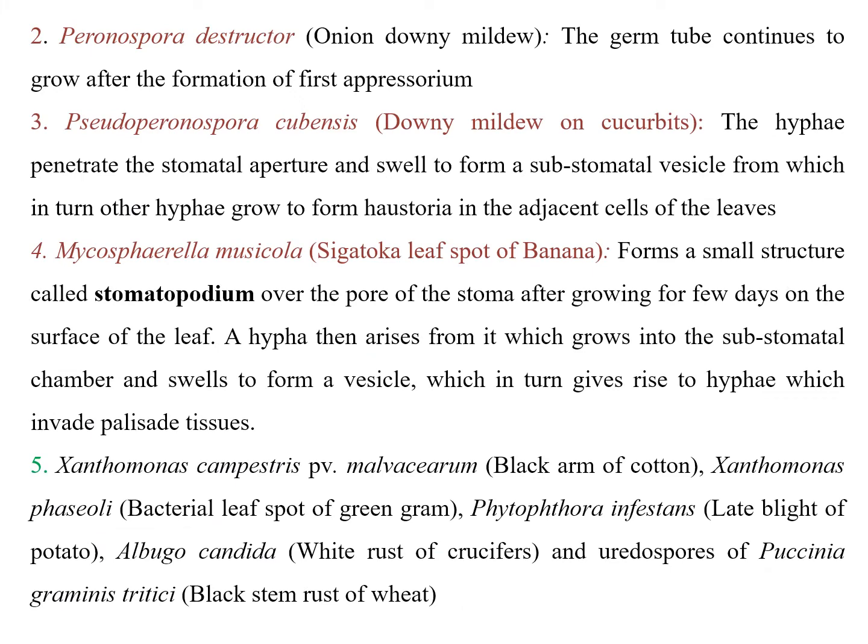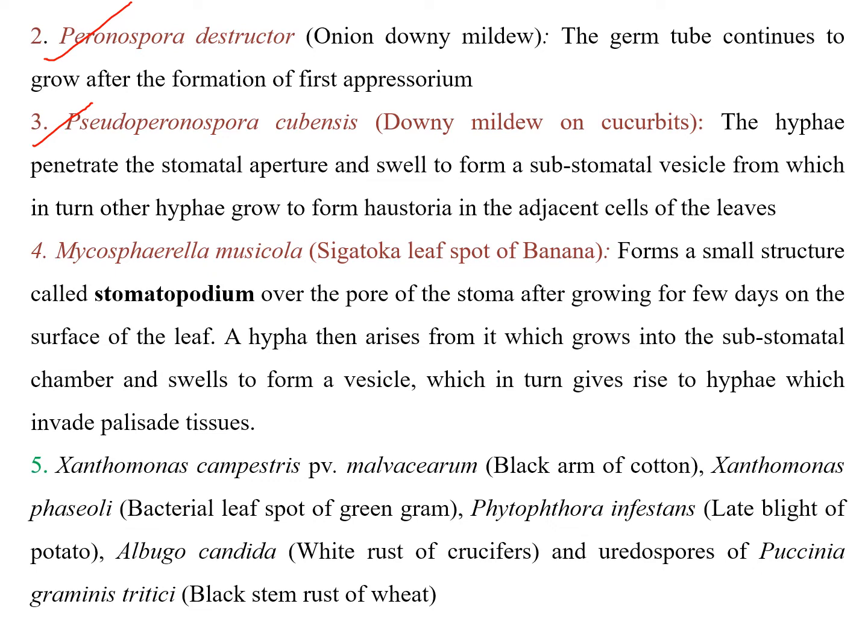And another example is Peronospora destructor, which produces the disease onion downy mildew. Here the germ tube continues to grow after the formation of the first appressorium. Even after appressorium formation is completed, the germ tube continues to grow in case of this onion downy mildew. And another example, Pseudoperonospora cubensis, that causes the disease downy mildew on cucurbits.